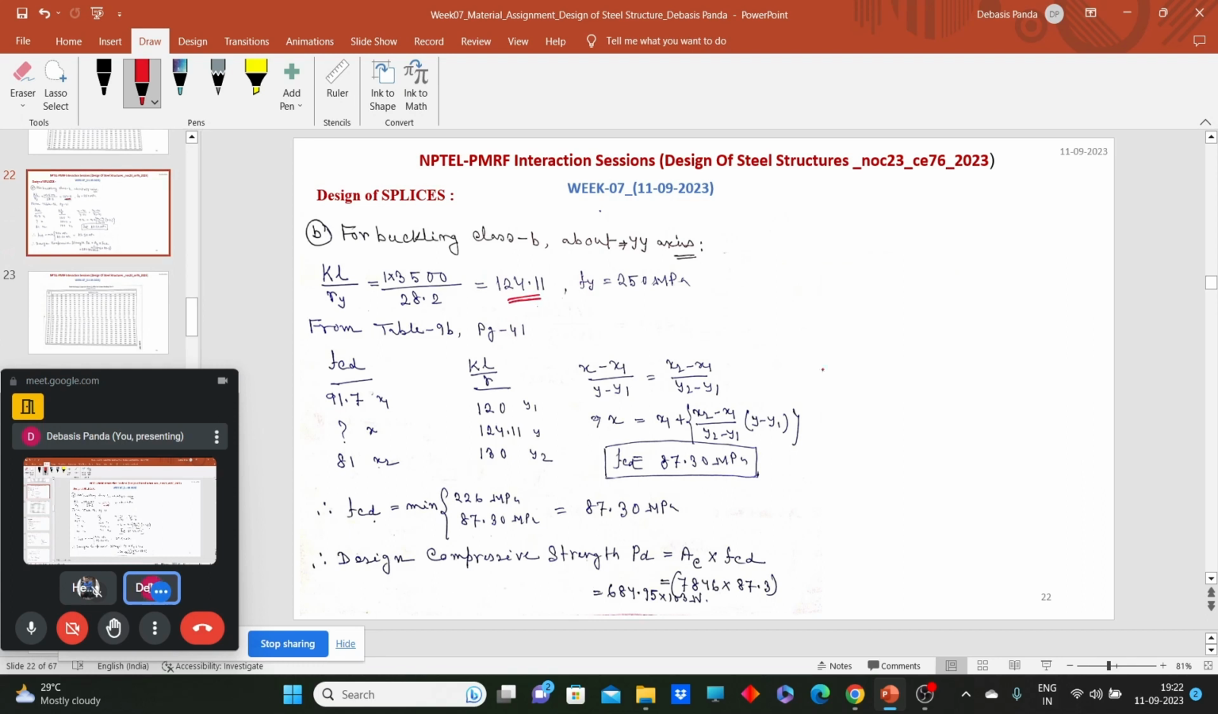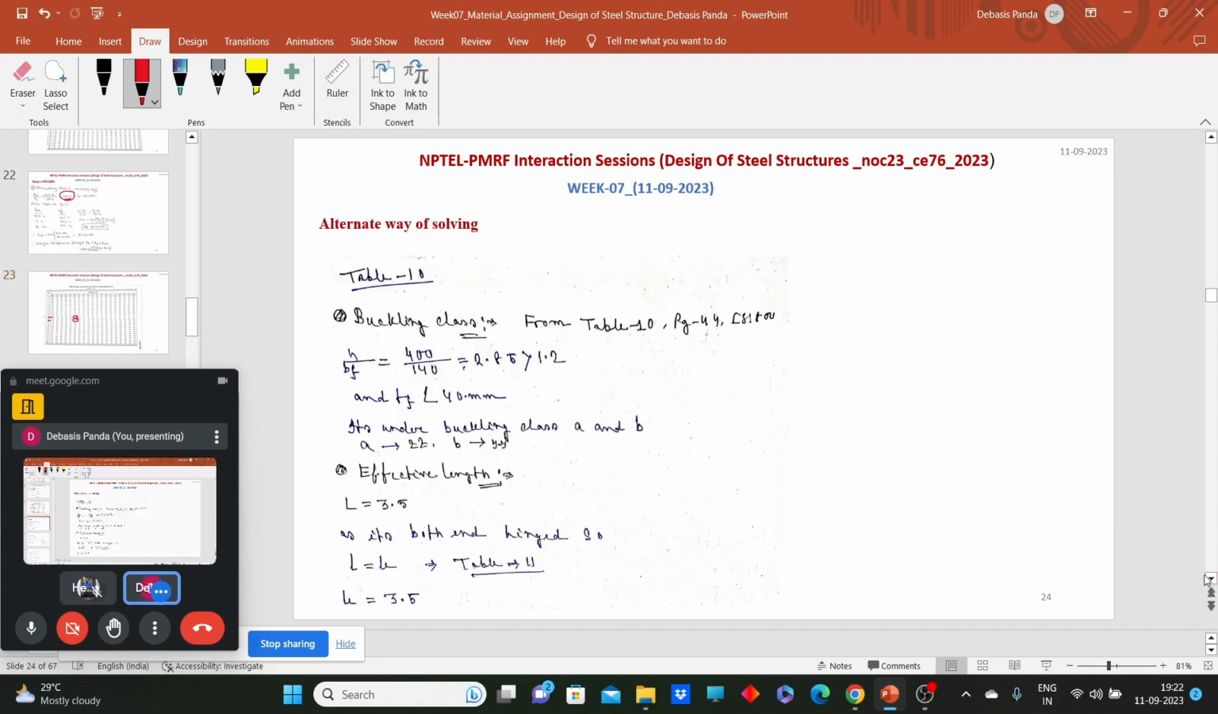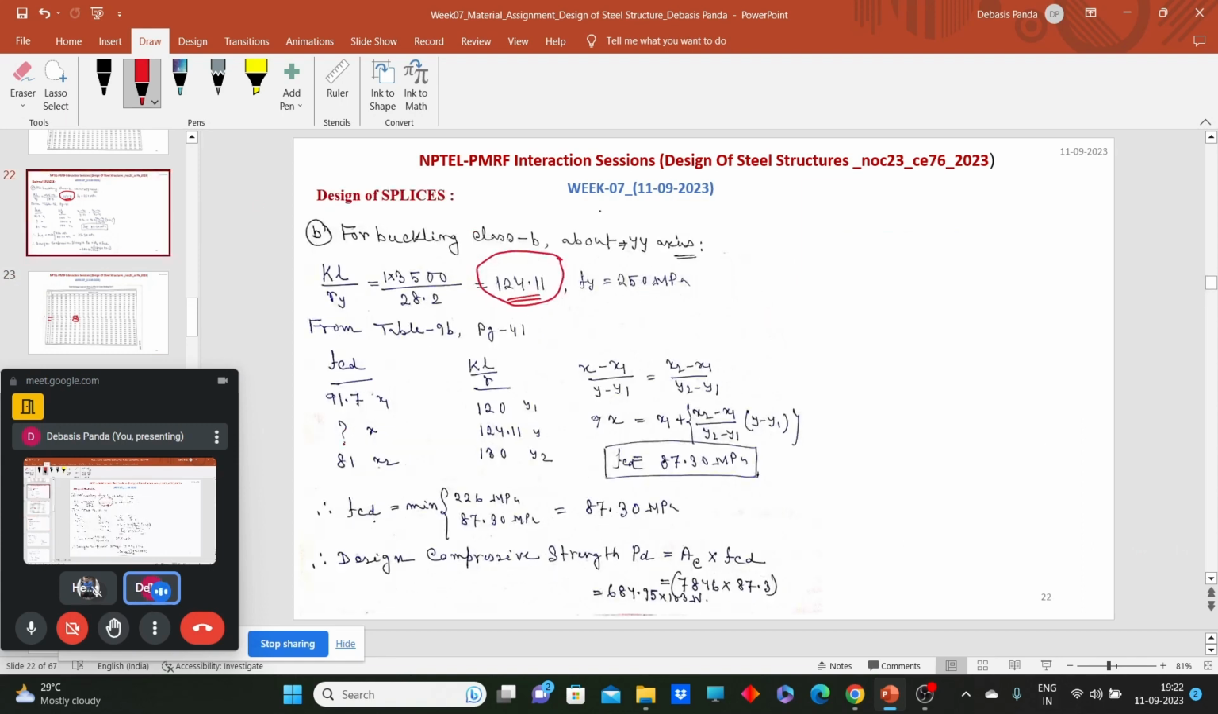So first, for the linear interpolation, here the 124 value is coming. Obviously the 124 value is not there. 120 and 130 values are there. So what we will do? Take the value of 120 and the value of 130 and do the linear interpolation.